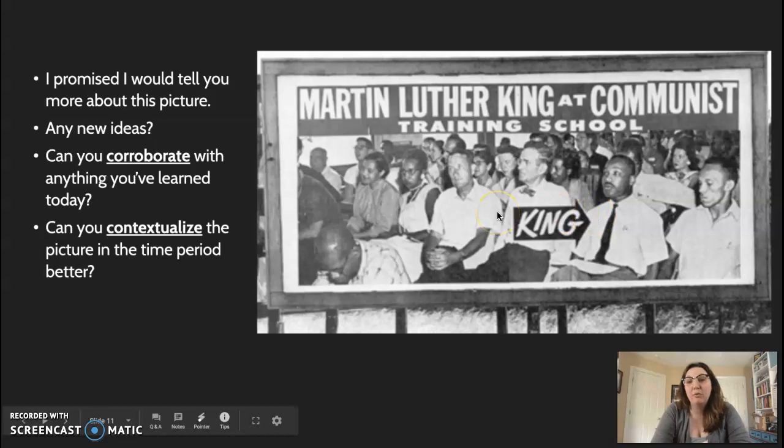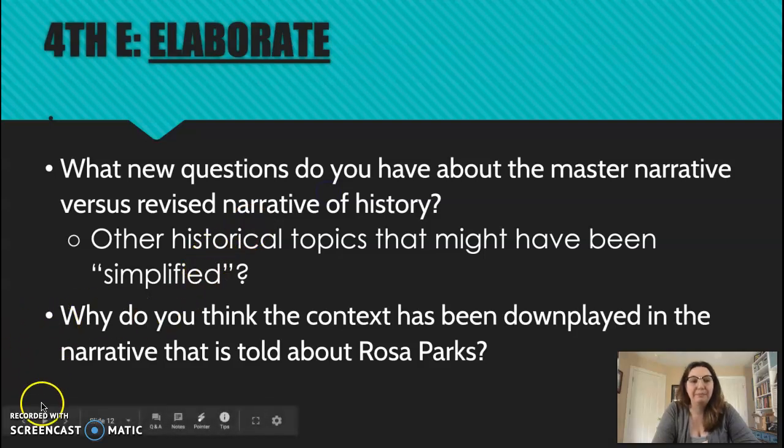And the Highlander Folk School was criticized for being a communist training school because some of the rights that people were learning how to fight for were labor rights. And so it was dubbed a communist training school. And Martin Luther King and Rosa Parks were both involved in that school beforehand.